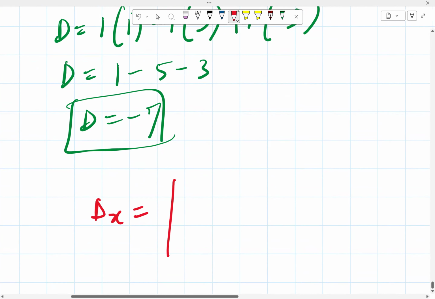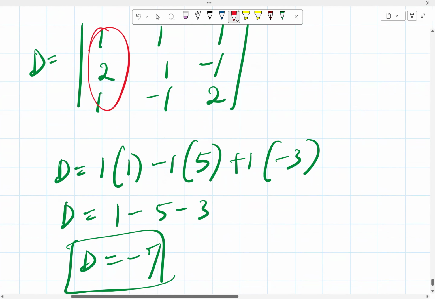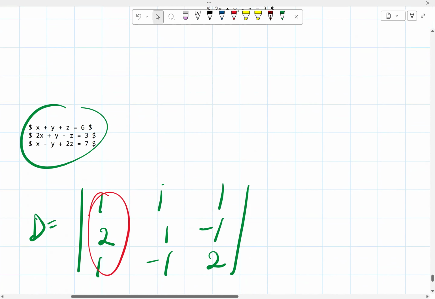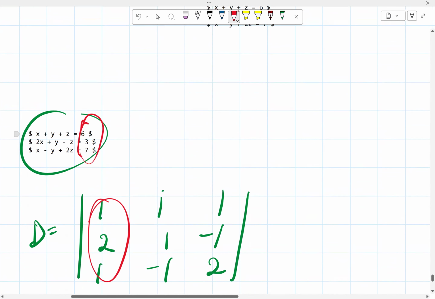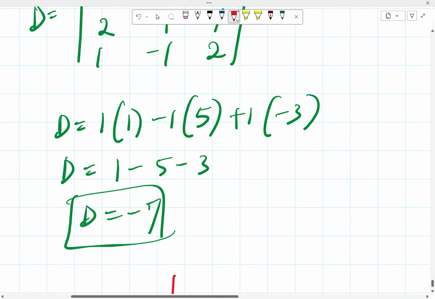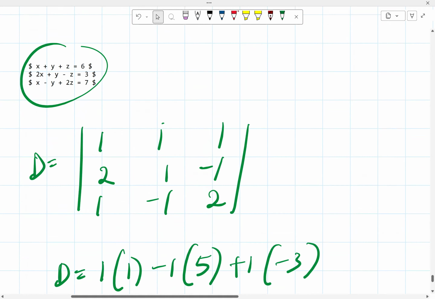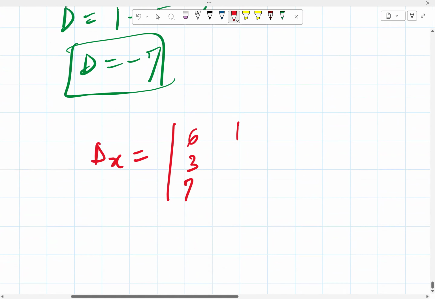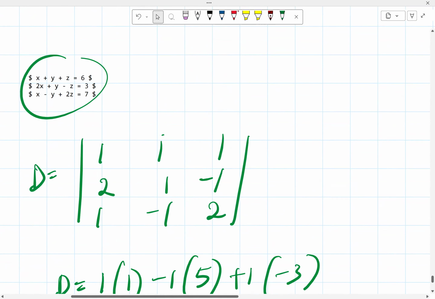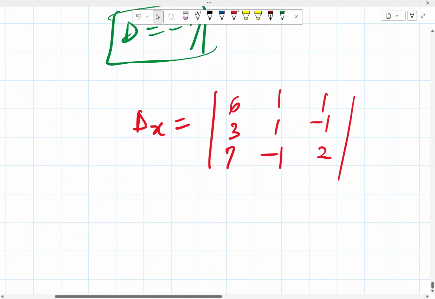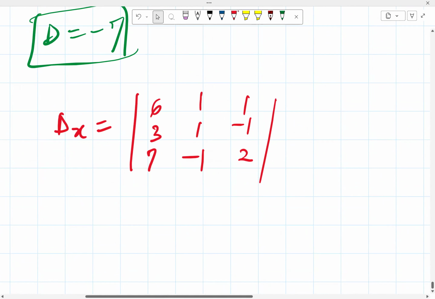So on the other hand now, we have to find dx. For dx, we just replace this 1, 2, 1 with 6, 3, 7. So we have 6, 3, 7 for the first column, and then every other thing remains the same. Others are 1, 1, minus 1, 1, 1, minus 1, and 1, minus 1, 2, right? Remember, this 1, 2, 1 is replaced by 6, 3, 7. So we keep shifting that until we get every other thing we need to get.